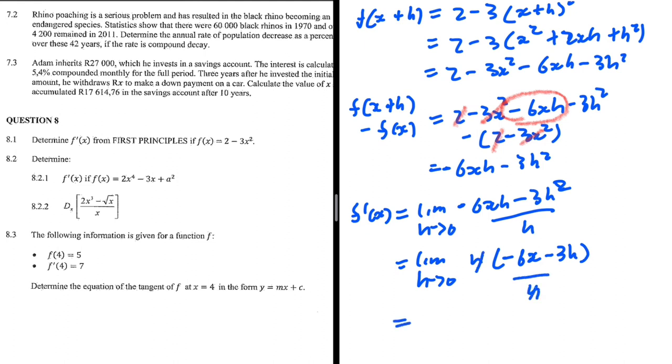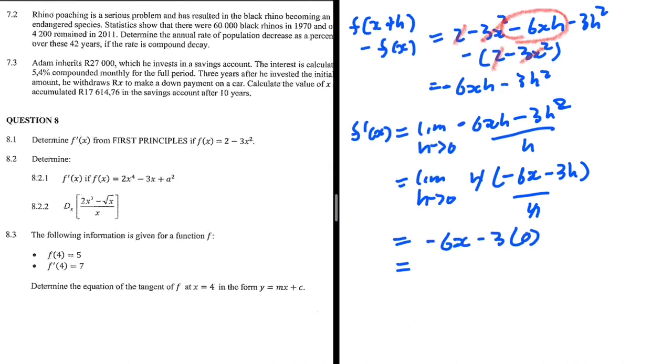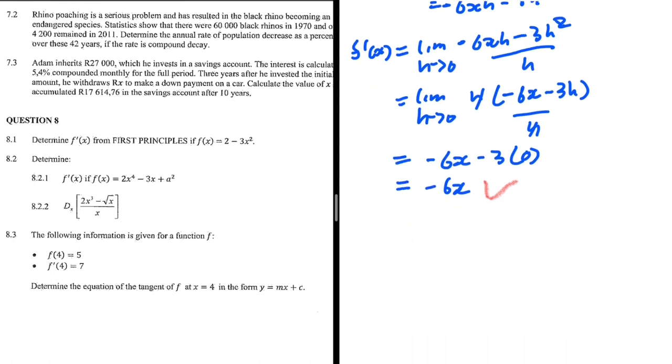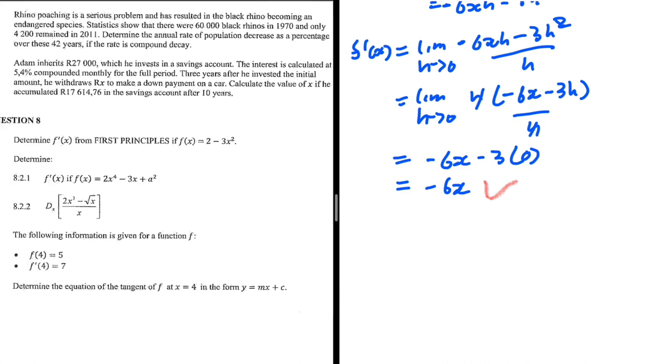Now let's let h be 0. We're going to have minus 6x minus 3 multiplied by 0. So this is just minus 6x. And it's exactly what we said we should end up with. So we are convinced that we have done everything the right way. That is 8.1. Quite easy to compute, 5 marks.